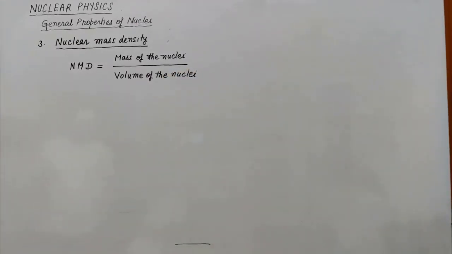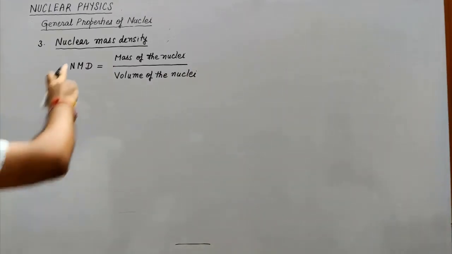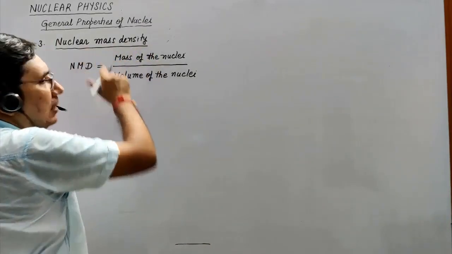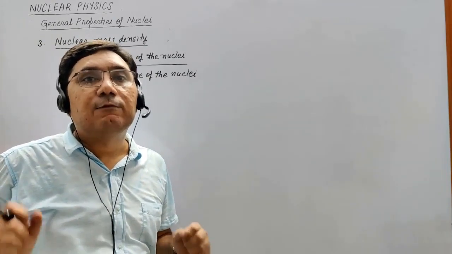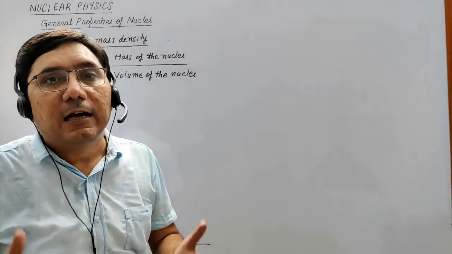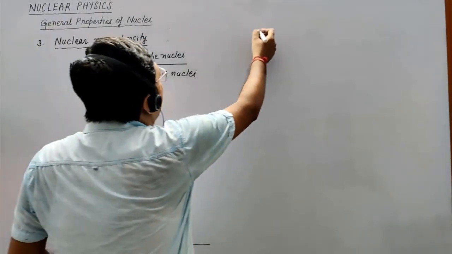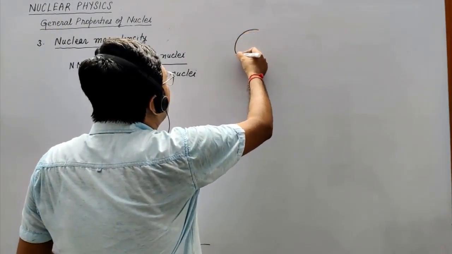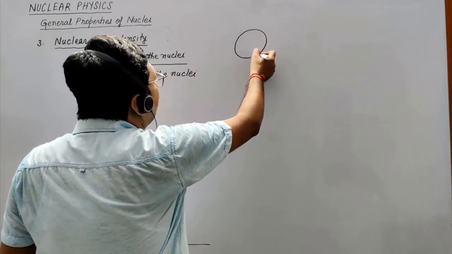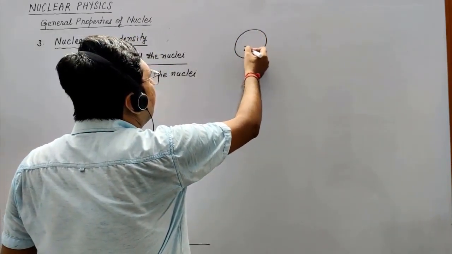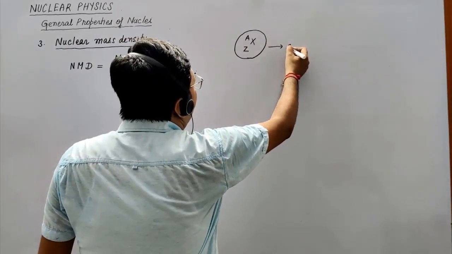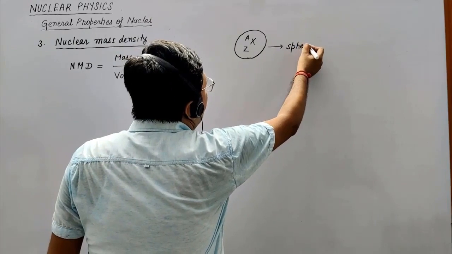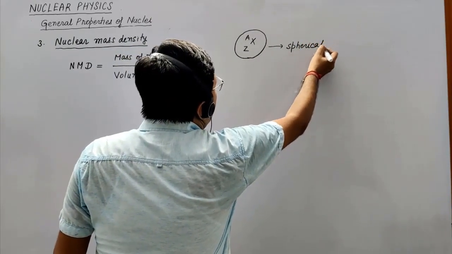This is mass of the nuclei divided by volume of the nuclei. So, for this calculation of nuclear mass density, what do we assume? We assume that the nuclei is spherically symmetric. Nuclei is of a shape of a sphere. Suppose I am assuming that this nuclei, ZXA, is of spherical shape.